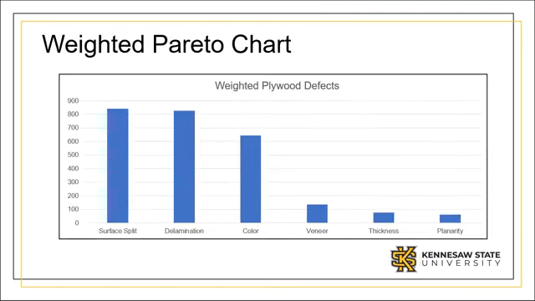In this case, we take the previous chart and multiply each frequency by a criticality factor. Now, surface split is weighted the highest at 40, followed by delamination, color, and veneer, each at 15, and then planarity at 10 and thickness at 5. See how the prioritization changes? Surface split appears to be the issue that deserves our attention, followed by delamination and color.